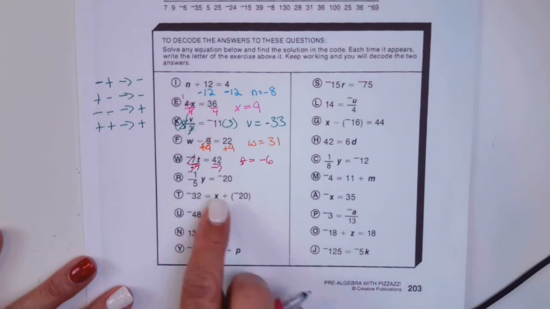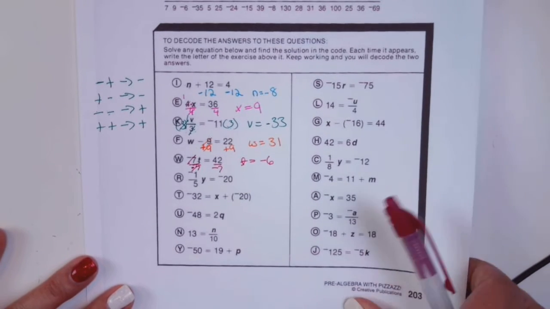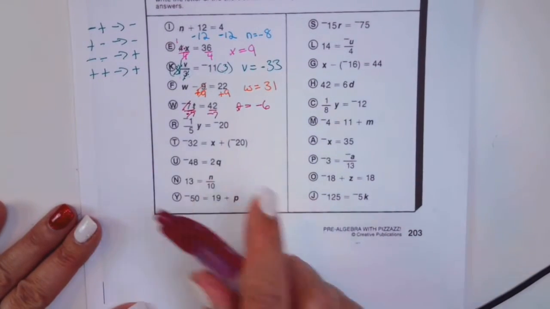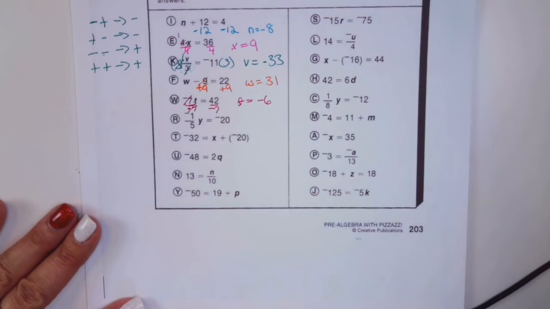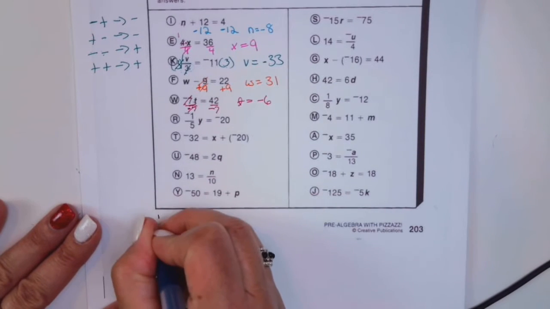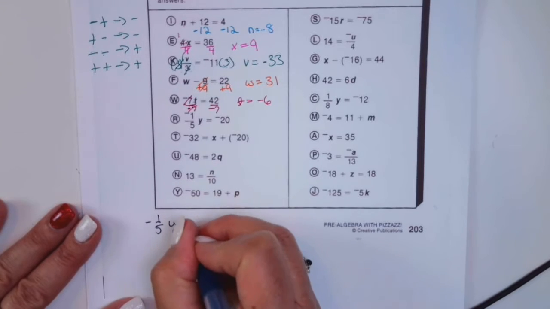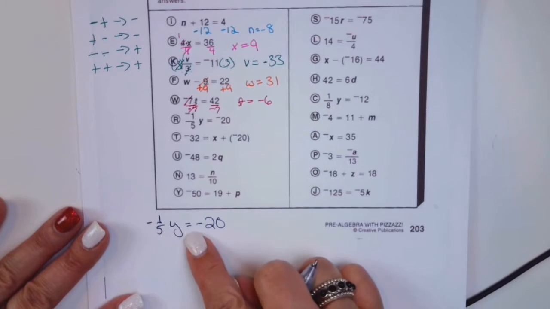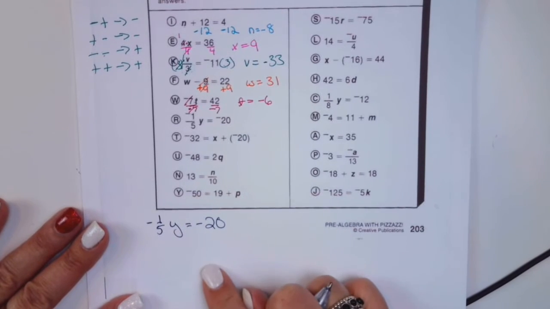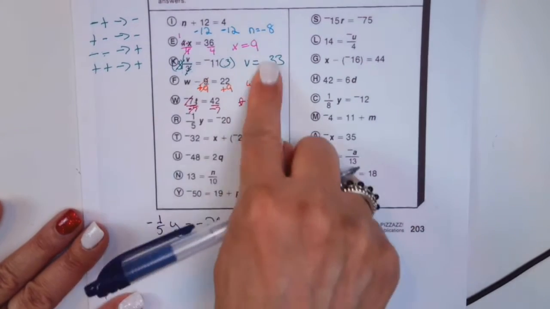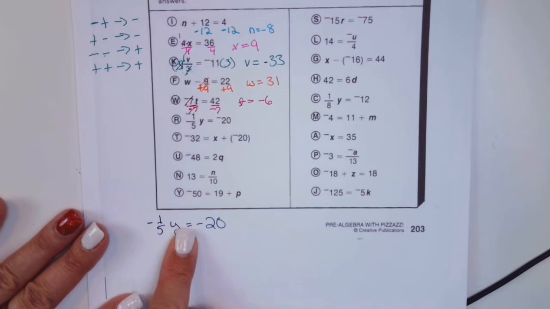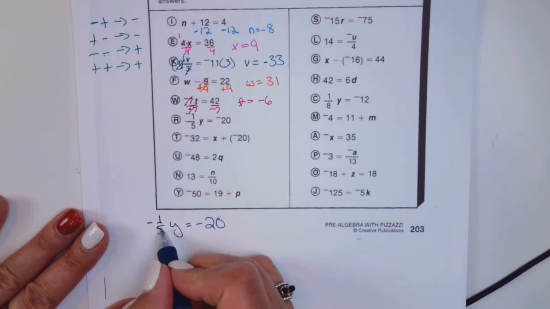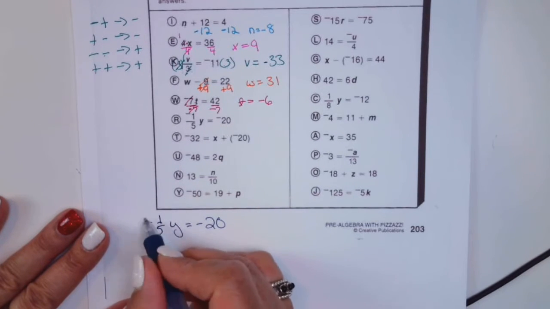Okay, let's look at this next one. And I'm actually going to use a little bit of extra room here. So we have negative 1/5 y equals negative 20. I like to do these underneath so that I can see that I'm doing everything correctly. In here, there's not that much room, but usually it's easier to see your mistakes if you do it over here. Okay, so we are multiplying y by a negative 1/5.